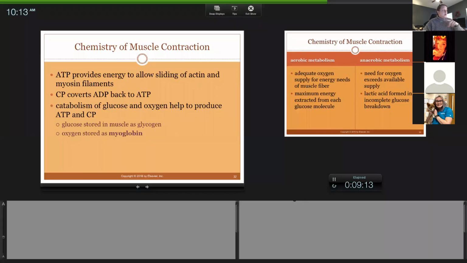But basically, I want you to know glucose that is stored in the muscle is called glycogen. Oxygen is stored in the muscles as myoglobin. Obviously the body's going to get oxygen from us breathing, and from us eating. But there's definitely times we are going to go over that demand, or we have to go above and beyond. Then they can get it from the muscles. They can break down glycogen, and they can break down myoglobin.